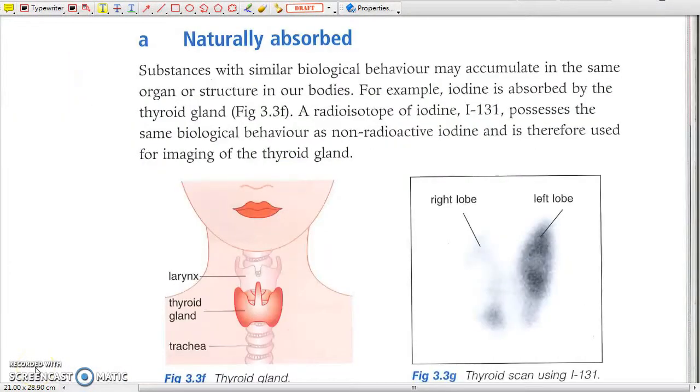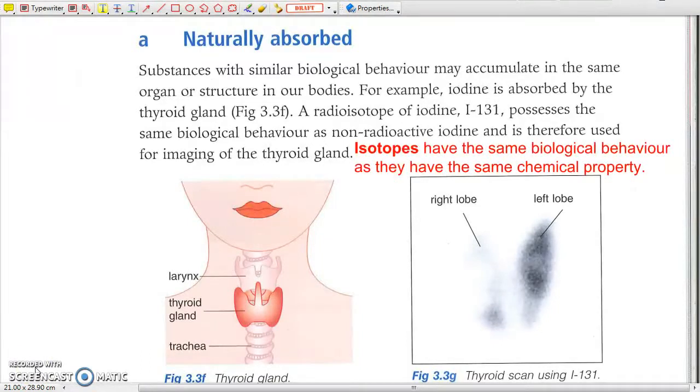A. Naturally absorbed. Isotopes have the same chemical and biological properties. So all isotopes of iodine, including the radioisotopes, are absorbed by the thyroid gland, and so it is used for imaging of the thyroid gland.